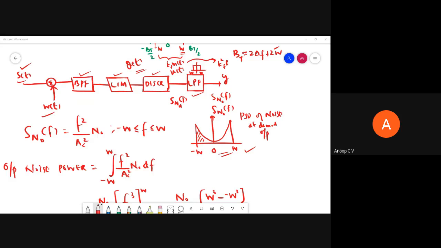Now we have to study what is capture effect and threshold effects. We should also study FM threshold reduction, then pre-emphasis and de-emphasis. With that, we'll finish this particular module. Maybe if possible, I'll try to finish this within the next class. So that's it for today's session.